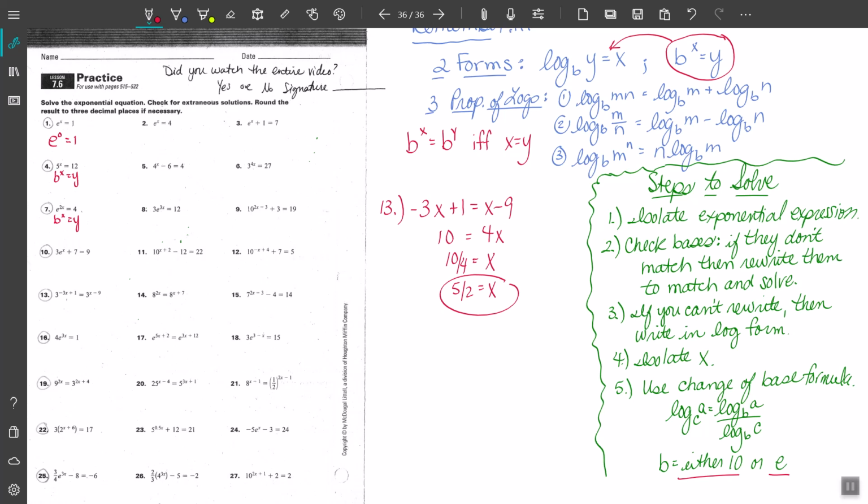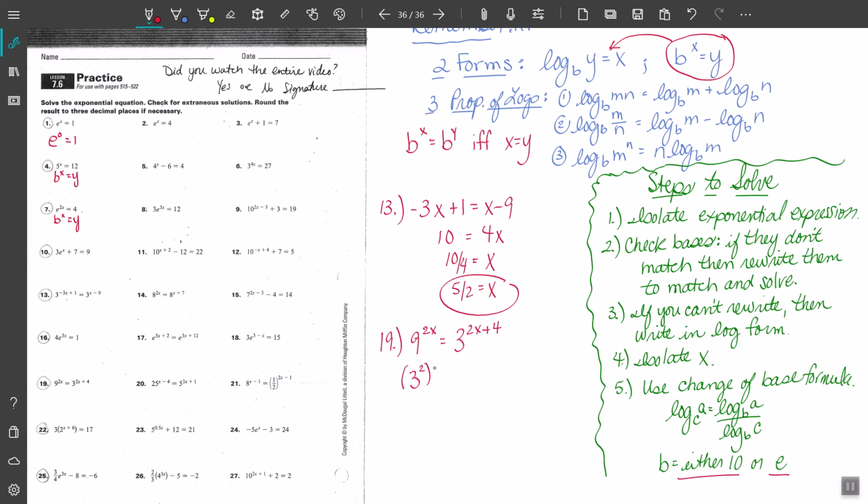Now on that note, let's drop down to number 19 for a minute. We'll go back up to 16 after this, but this problem is a great example. Once again, we've got our exponential expressions isolated on both sides, but here the bases don't match. However, we can make those bases match. Since 9 is a power of 3, we can rewrite it as 3 squared.